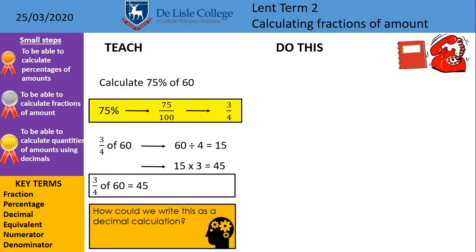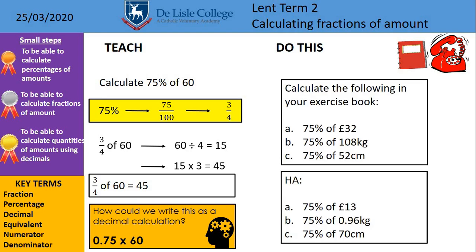How could we write this as a decimal calculation? Well, 75% is equivalent to 0.75, so 0.75 multiplied by 60 would be the equivalent decimal calculation. Have a go at the questions on the right, pause the video while you have a go, and then when you're ready to mark, resume playing. Again, the box at the bottom are slightly more challenging questions. Once you're happy then, if you can mark the answers, they're appearing now on the screen.